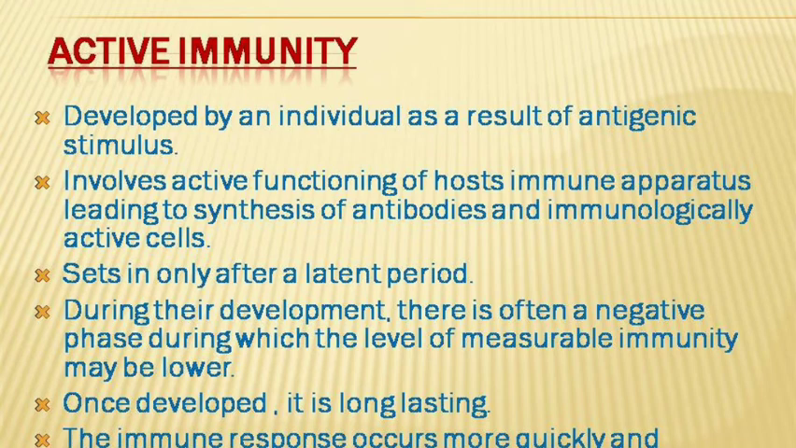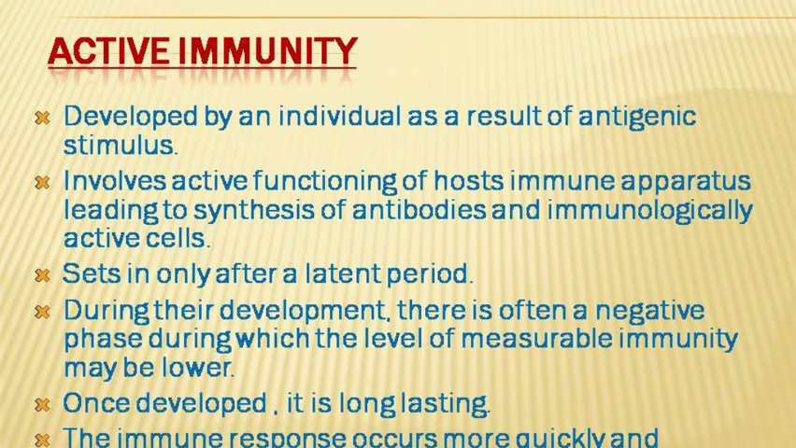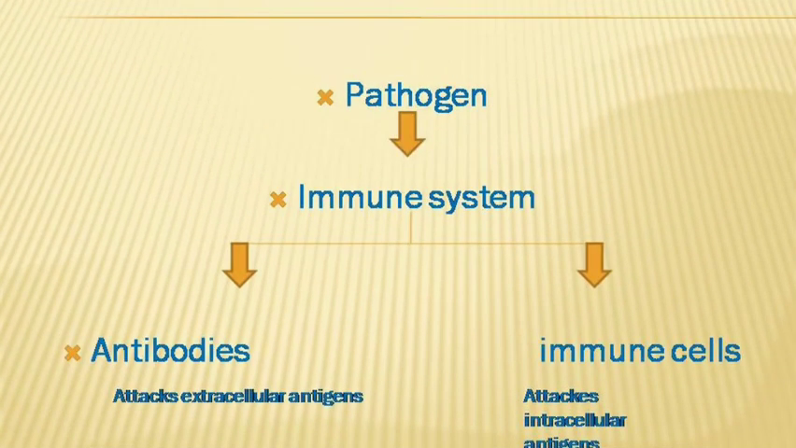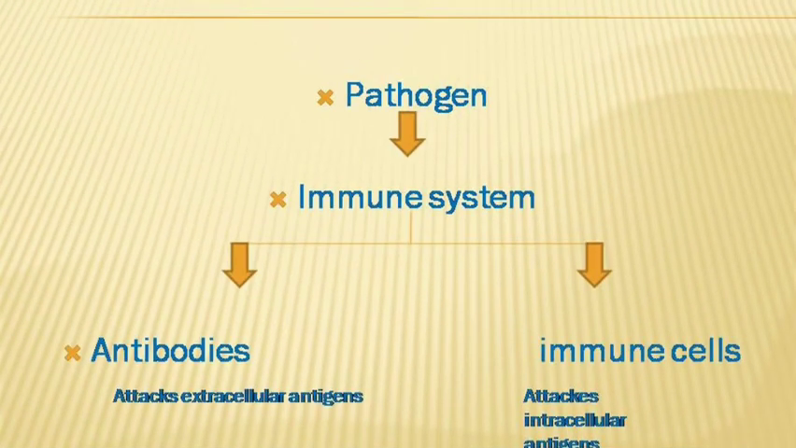First type is active immunity. It is developed by an individual as a result of antigenic stimulus. It involves active functioning of the host immune apparatus leading to synthesis of antibodies and immunologically active cells. It sets in after a latent period. During its development, there is often a negative phase during which the measurable immunity level may be lower. Once developed, it is very long lasting. Now the pathogen enters the immune system. It produces antibodies as well as immune cells. Antibodies attack the extracellular antigens and immune cells attack the intracellular antigens.